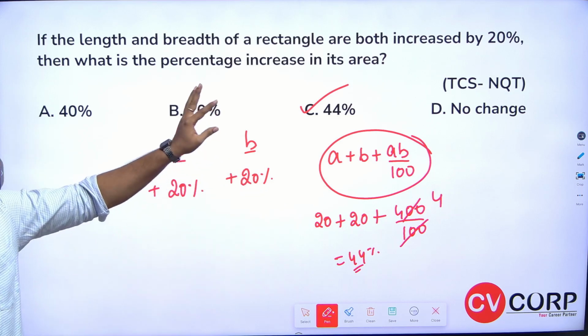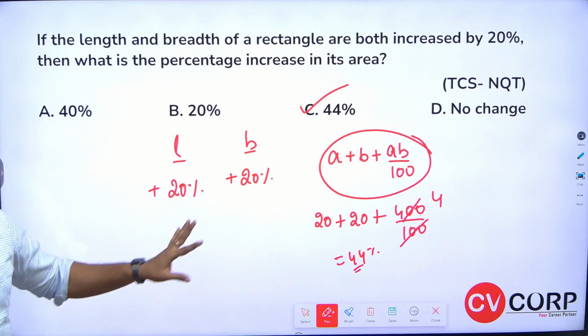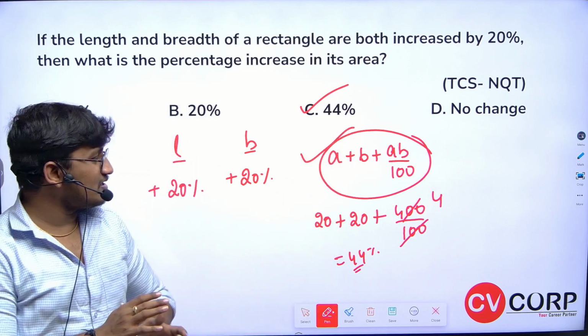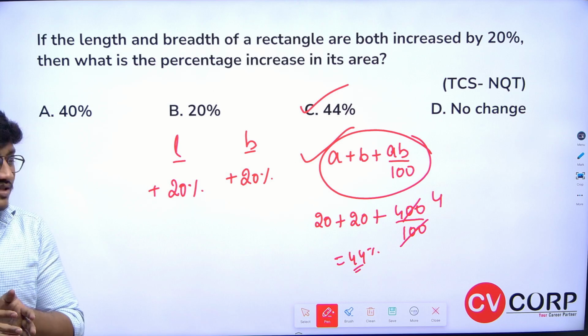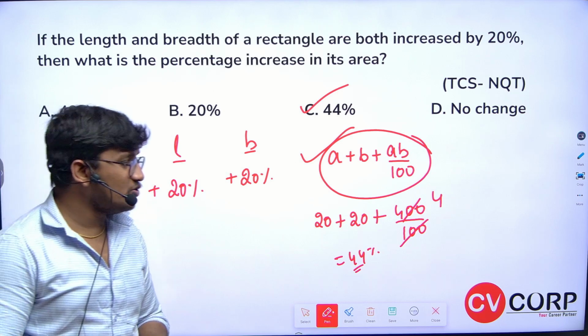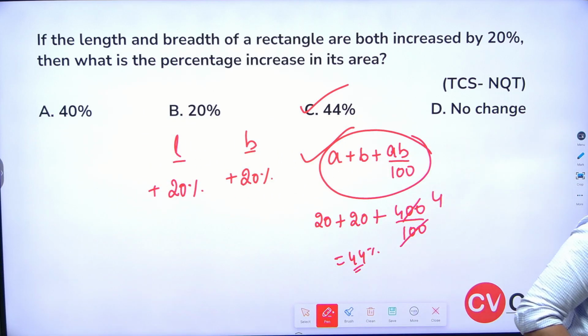So when you get these types of questions, either rectangle or square, whatever it is, try to use this formula rather than going with the traditional method. The traditional method will take time. If you know this shortcut, you can solve this question in less than a minute. I hope you all are clear with this. Now let me display the next question.